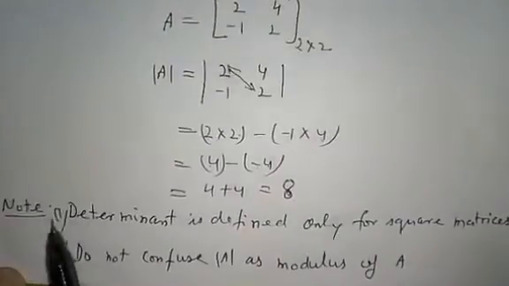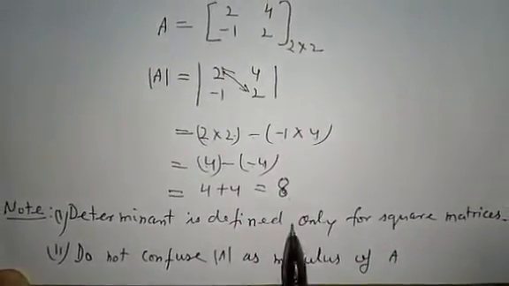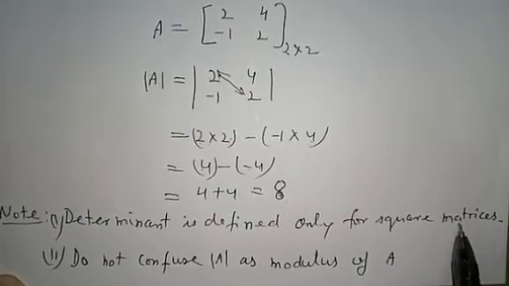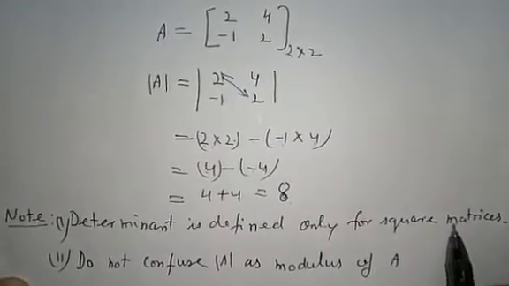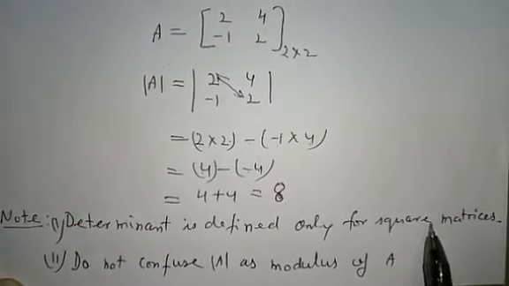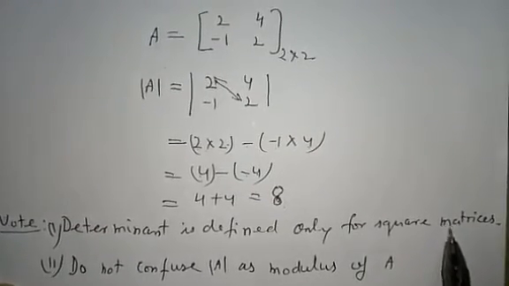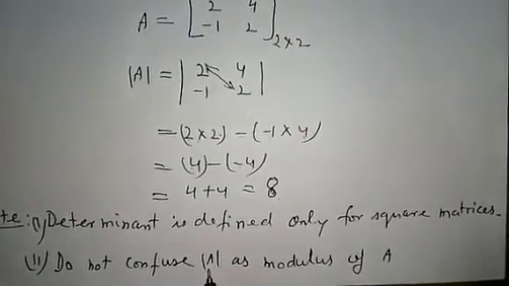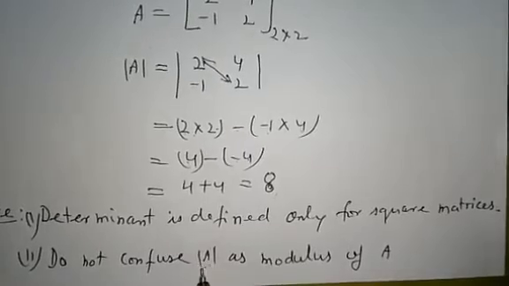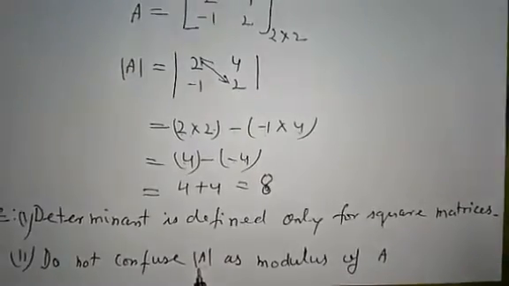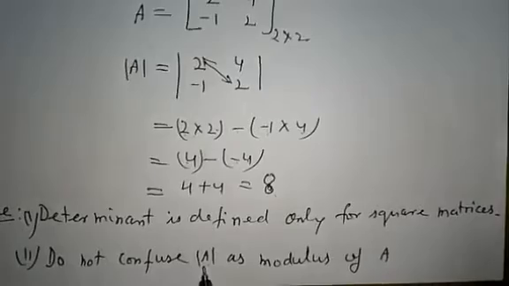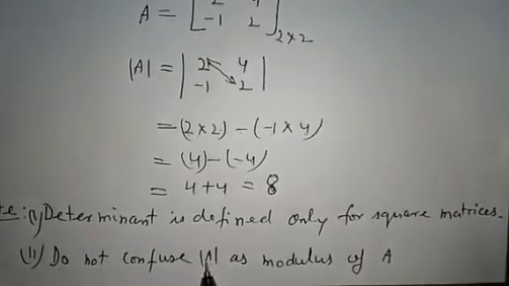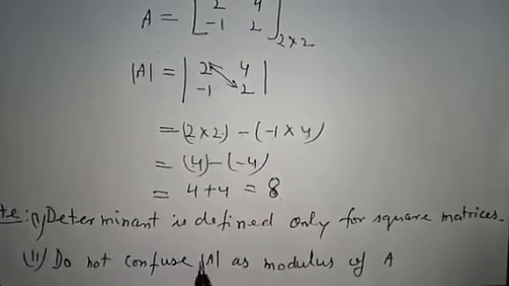Some valuable points are there. Determinant is defined only for a square matrix. If the matrix is not a square matrix, then we are not able to find its determinant. Means determinant is not defined in this situation. Do not confuse with this symbol. This is the symbol for determinant if A is a matrix. We do not read this as modulus of A. This is not modulus of A if A is a matrix. This is the determinant of A.